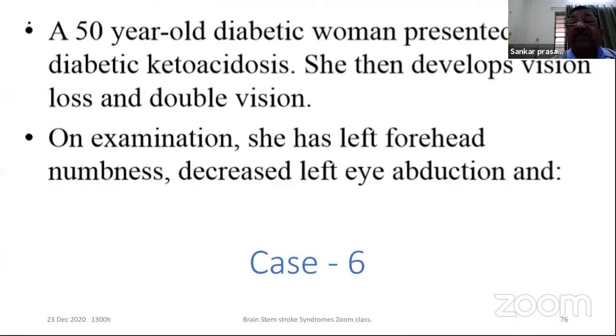A 50-year-old diabetic woman presented with diabetic ketoacidosis, and she also has vision loss. That vision loss is a very important aspect. She has developed visual loss and double vision both. On examination, she has left forehead numbness and decreased left eye abduction, and we'll show you a photograph. So just read this again: a 50-year-old diabetic woman presented in diabetic ketoacidosis, develops vision loss and double vision. On examination, she has left forehead numbness, decreased left eye abduction, and I'll show you a picture.